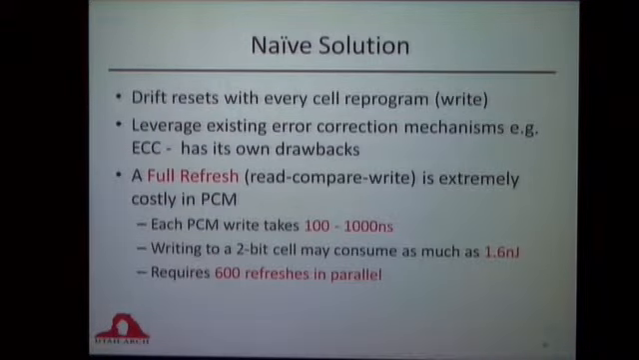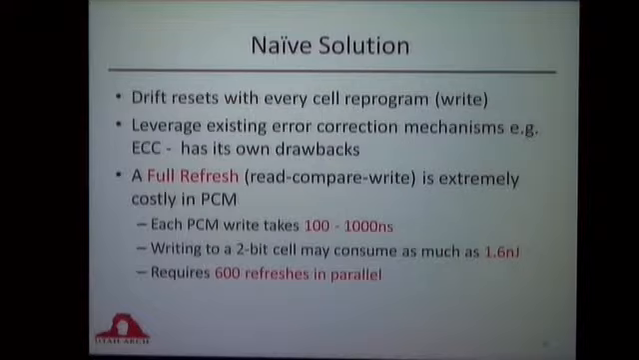The point to note here is that drift can be countered by writing to the cell. Every time you reprogram a cell, you negate the effects of the drift that had set in until now. So in this case, you can design a scrub-like mechanism based on existing ECC techniques and get away with it. But in the case of PCM, that's extremely disadvantageous.